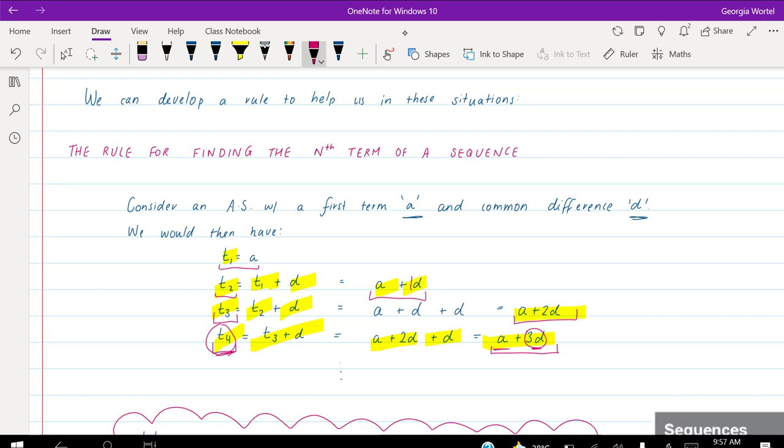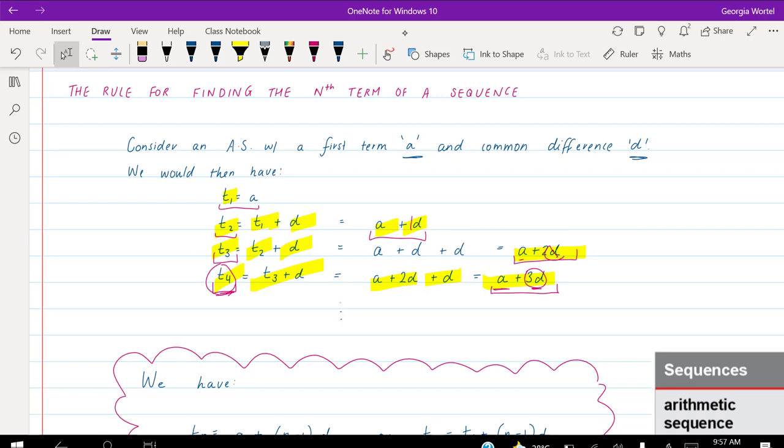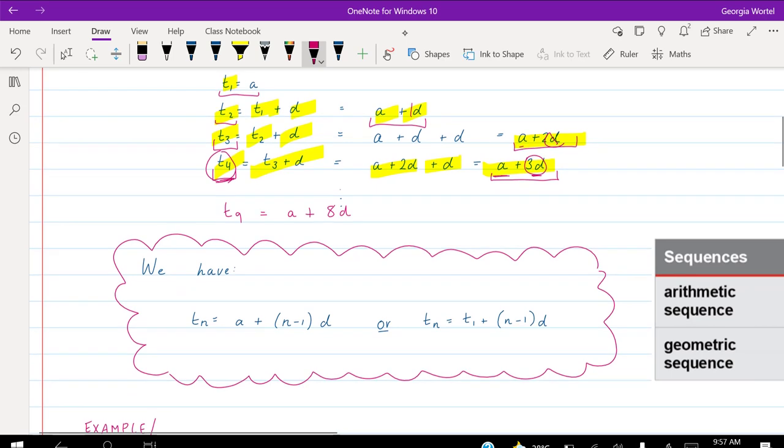So if we're on the fourth term, we get the first one and we add 3 lots of the common difference. The third term, we're getting the first one and we're adding 2 lots of the common difference. So you're taking your first one and you're adding one less than whatever you're on. For example, if we wanted to find the 9th term, we would take our first term A and we would add one less than 9, so 8 lots of the common difference. So you can probably generate the formula yourself.